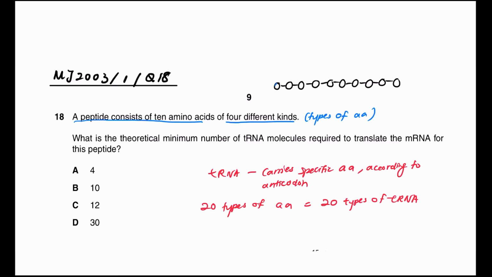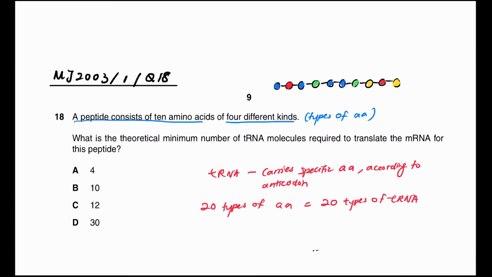So maybe you have this type, the blue color ones. And you might have the red color amino acid. So you might have the green color one and the yellow color one. So how many tRNA would you need to actually carry this amino acid to the ribosome?